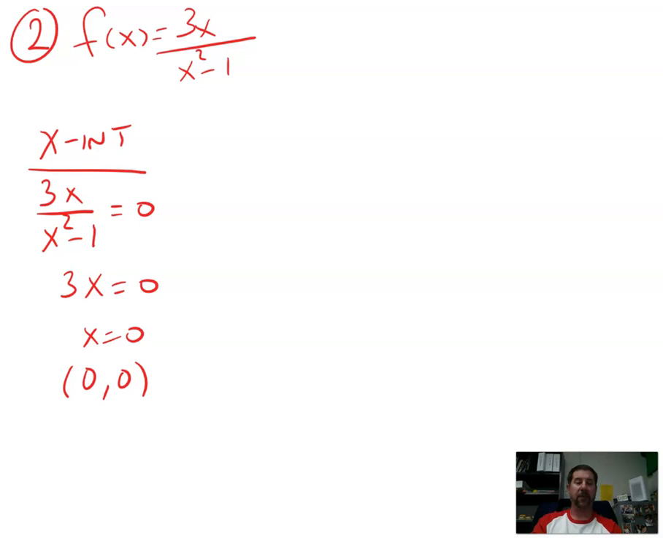So 3x over x squared minus 1 equals 0. In order for that fraction to equal 0, just the top is going to equal 0. So 3x equals 0, so I get x equals 0. And so I know I have an x-intercept at (0, 0).